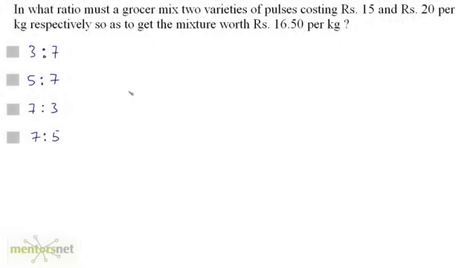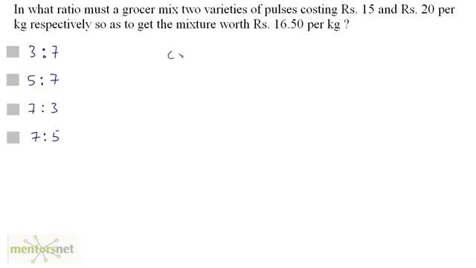In what ratio must a grocer mix two varieties of pulses costing rupees 15 and rupees 20 per kg respectively so as to get the mixture worth 16.5 rupees per kg? There are two varieties of pulses. One is the cheaper variety, another is the costlier variety. So we have been given the prices of the cheaper and the costlier variety.